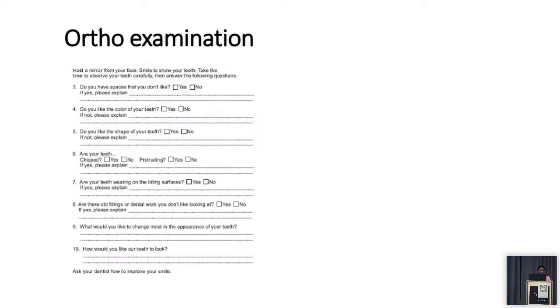This is part of the form with the probing questions, which is quite different. You just ask questions: do you have any spaces that you don't like? Do you like the color of your teeth? Even probing for whitening. Do you really like the color of your teeth? Are you aware that your teeth are chipped? Right there, can you see that? Okay, okay.